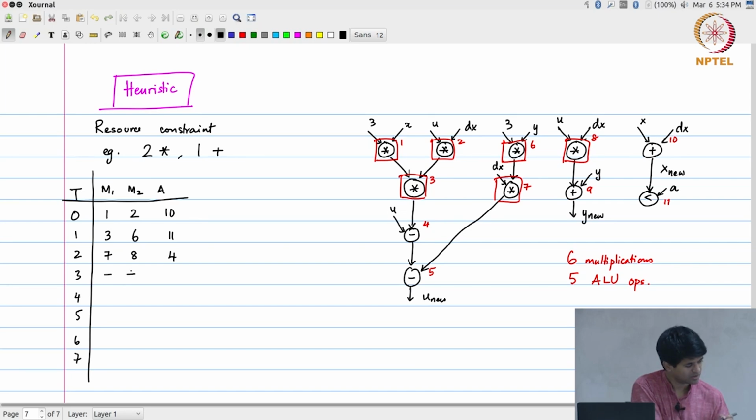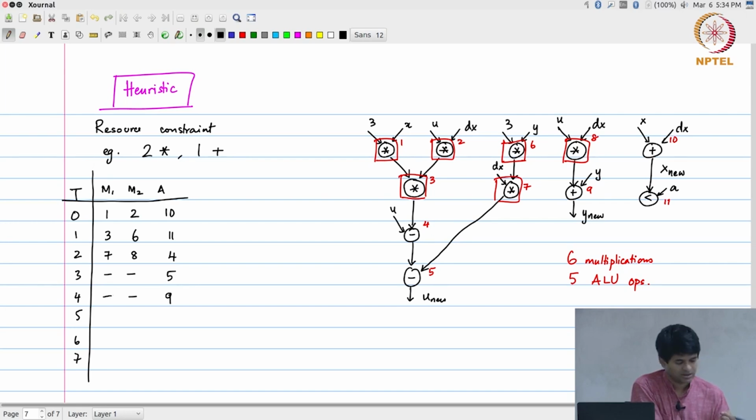What should I execute? I have two choices, 5 or 9. Does it make a difference which one I execute? No. Okay. And again at time instant 4 I have this, so I basically finish up with 9.